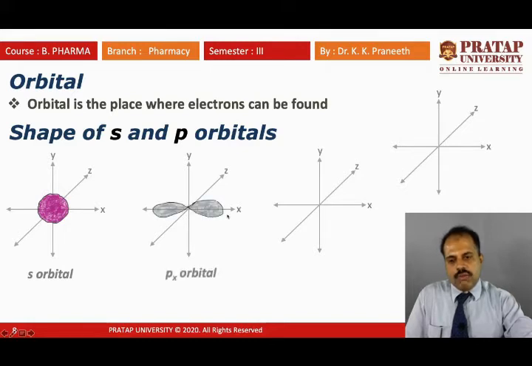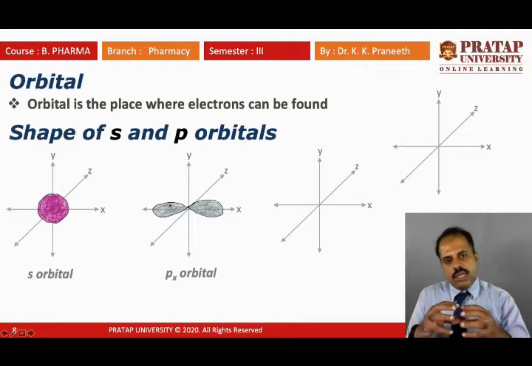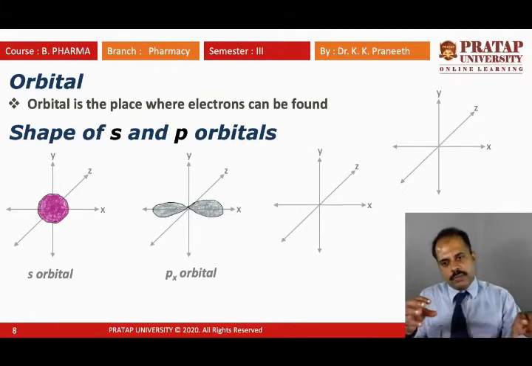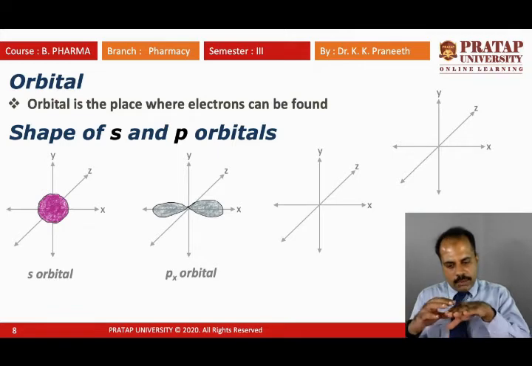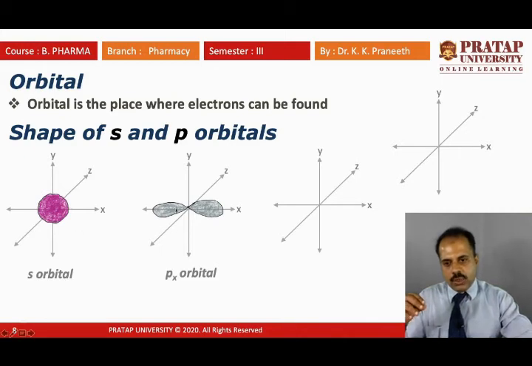First, I have drawn the structure of the px orbital, because this orbital is on the x axis. For example, imagine this axis is like this. The p orbital is present along the x axis, so it is called the px orbital. This orbital shape has lobes, like a dumbbell shape. P orbitals are dumbbell shaped.